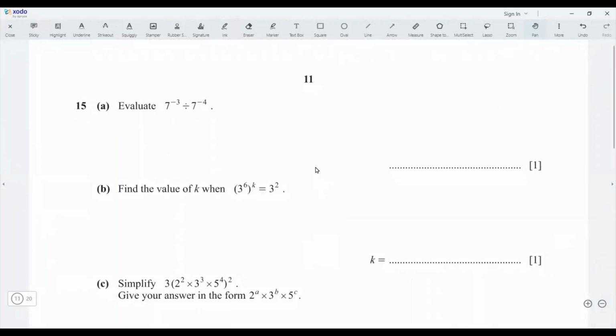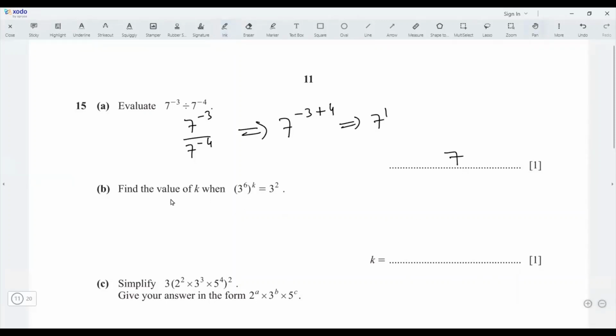In the next question, it's related to indices, and we have to evaluate. Evaluate means write down your answer in number form. So how can we write it down? Division is basically done like this: 7 raised to the power minus 3 divided by 7 raised to the power negative 4. Write down 7 one time, and to bring that negative 4 means we have to make the power of 7 the same. So minus 3, it becomes positive 4. So minus 3 plus 4 is positive 1. So 7 raised to the power 1 is 7. Any number raised to the power 1 is that same number.